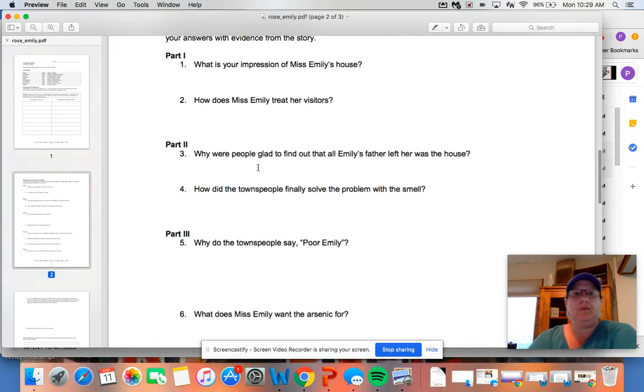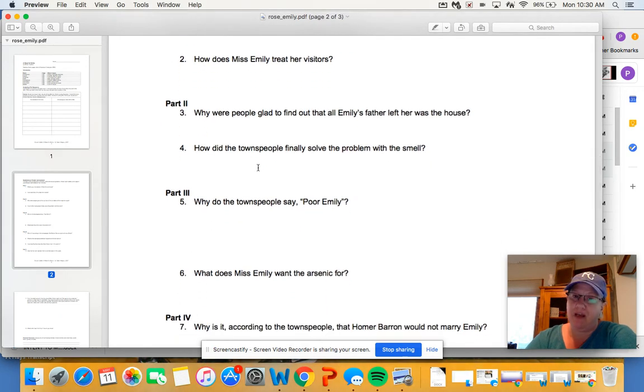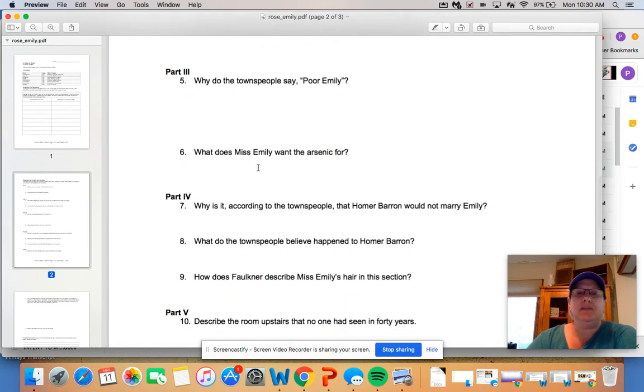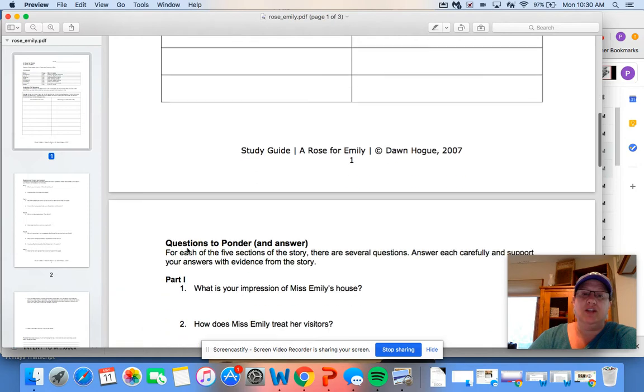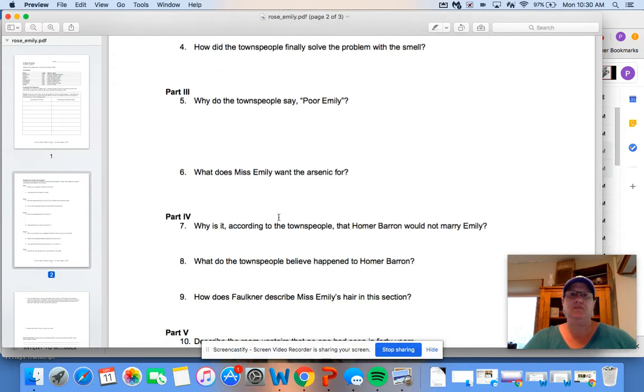Part 2, why were people glad to find out that all of Emily's father left to her was the house? How do you know that? How did the townspeople finally solve the problem with the smell? Part 3, why do the townspeople say, aw, poor Emily? Number 6, why does Miss Emily want the arsenic, what does she want it for? Do we know? We don't really even know, so that's got to be speculative on your part. That's why it's called questions to ponder, okay? But you do need to tell me evidence from the story.